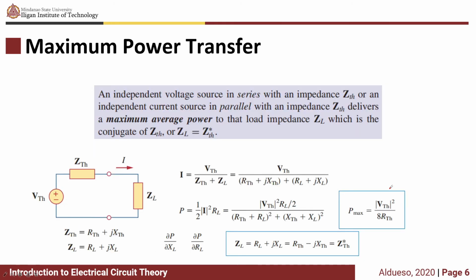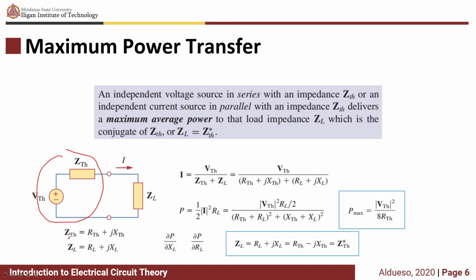Now for maximum power transfer. An independent voltage source in series with an impedance ZTH, or an independent current source in parallel with an impedance ZTH, delivers maximum average power to the load impedance ZL, which is the conjugate of ZTH, or we have ZL equal to the conjugate of ZTH. Now, if we have this network, it delivers maximum power to ZL if our ZL is equivalent to the conjugate of ZTH.